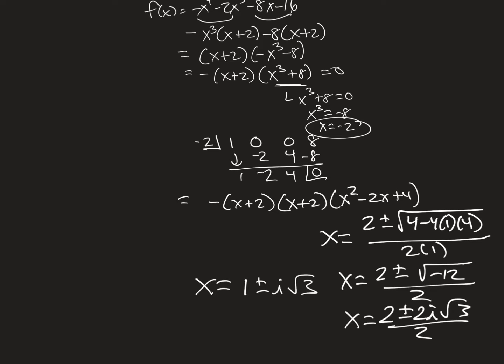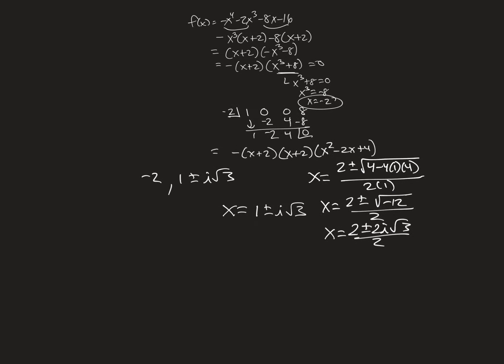Okay, so first question was find all roots. The roots would be negative 2, and that's a double root, and then 1 plus or minus i root 3. So those are the 4 roots. Again, negative 2 is a double root, so I'm going to count that twice. Okay, so part B is then writing it as linear factors, so in fully factored form.